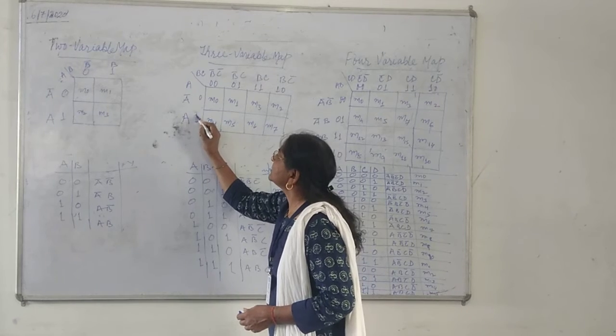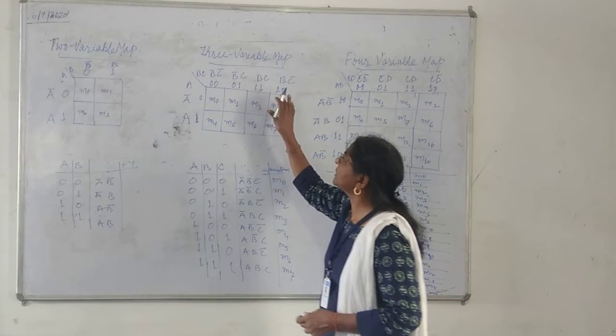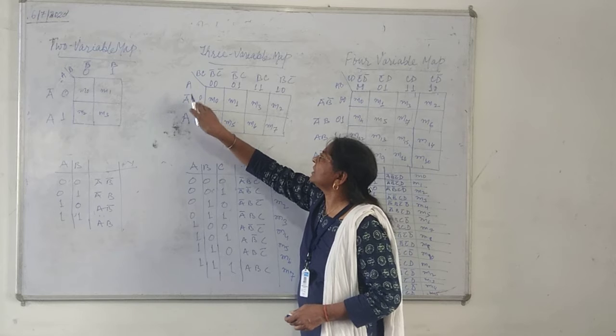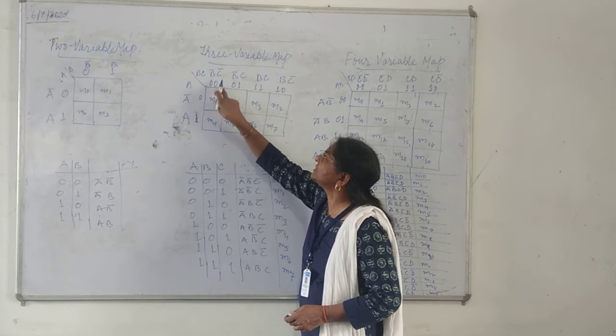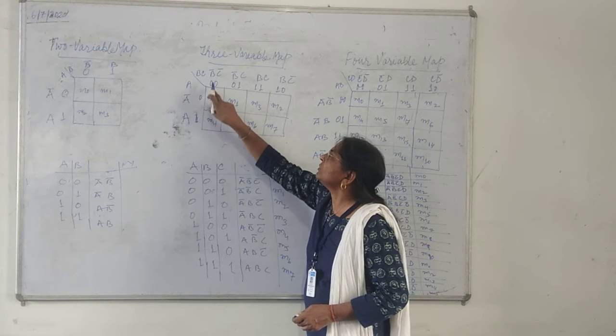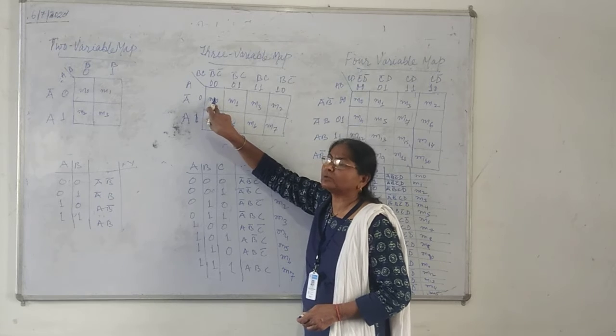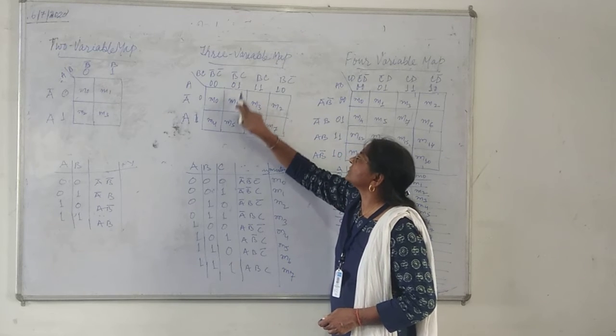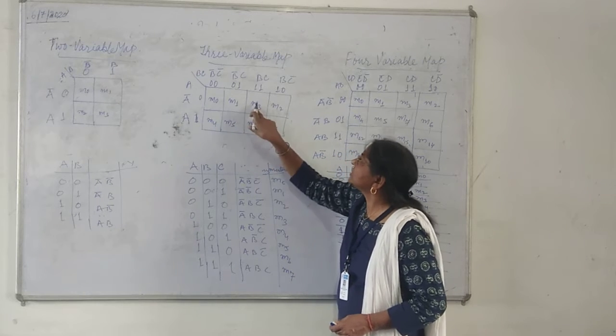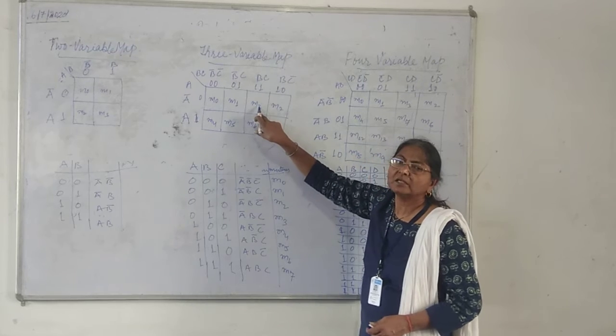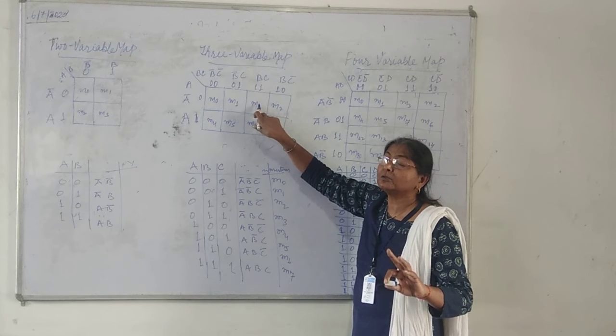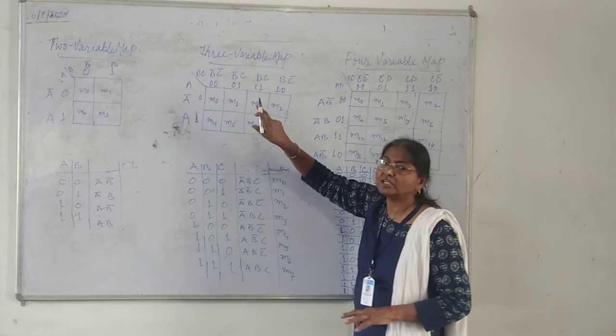Then what will happen? Here just you see, I have used gray code. For this particular square, the value of A is 0, the value of B and C is equal to 0. So 0, 0, 0, it is called 0. 0, 0, 1, it is called 1. Here 0, 1, 1, in binary it is equal to decimal number 3. So I have written here 3.